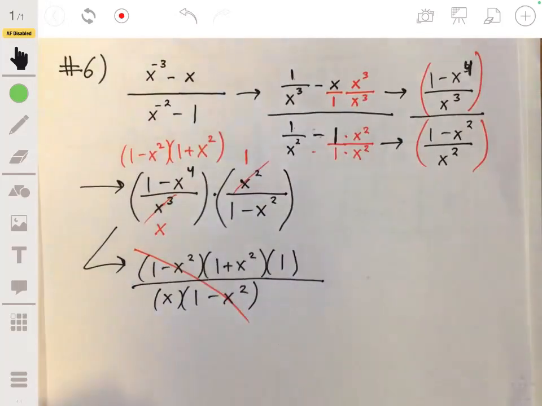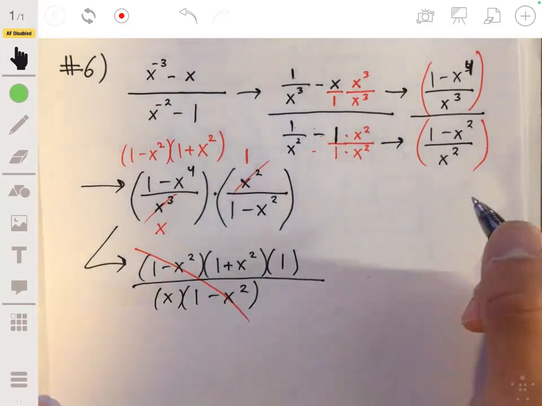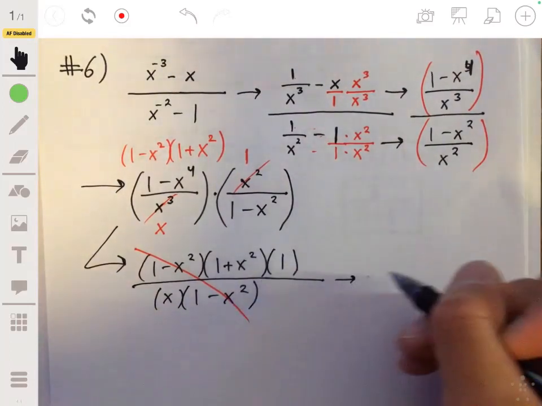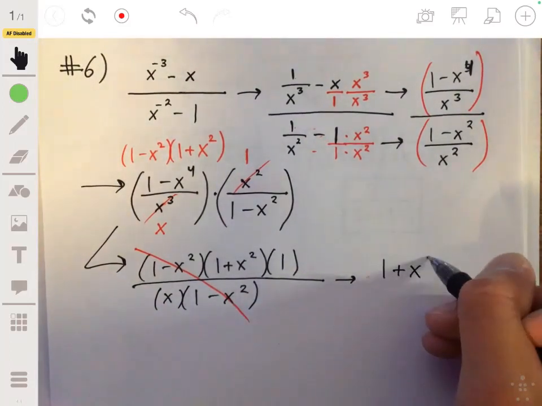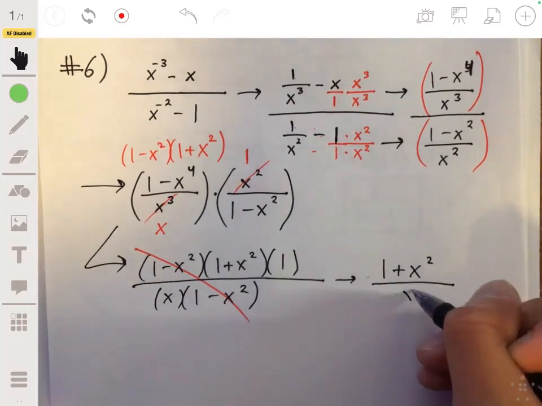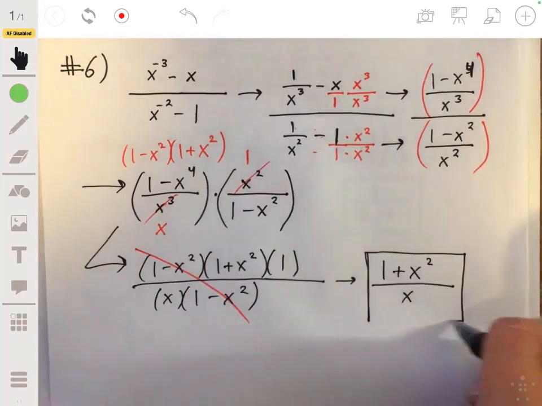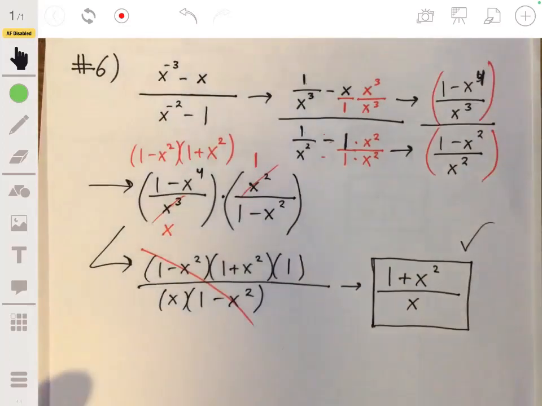And so these 1 minus x squared groups cancel. And then so all you're left with is 1 plus x squared all over x. And that'll be your final answer.